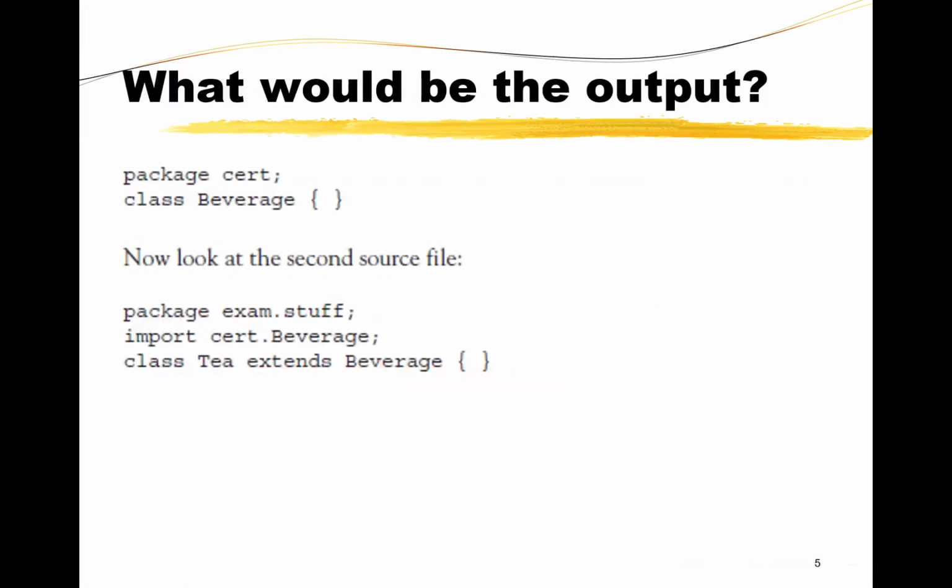You have this code. Now, what do you think? What would be the output? You have a class called beverage inside the package cert. You have another class called T, which is inside the exam.stuff package, which tries to become a subclass of the beverage class. What do you think? What would be the output? Will it work, or will it not?